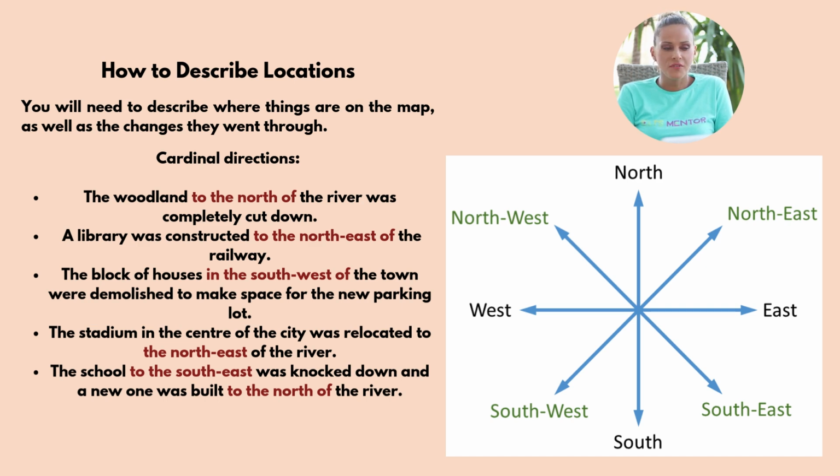Let's take a look at a few examples. The woodland to the north of the river was completely cut down. A library was constructed to the northeast of the railway. The block of houses in the southwest of the town were demolished to make space for the new parking lot. The stadium in the center of the city was relocated to the northeast of the river. The school to the southeast was knocked down and a new one was built to the north of the river.